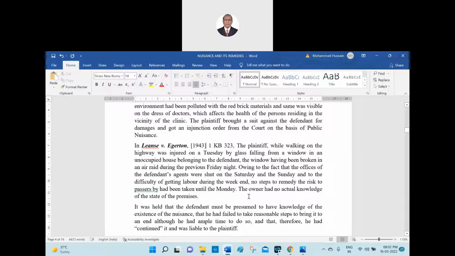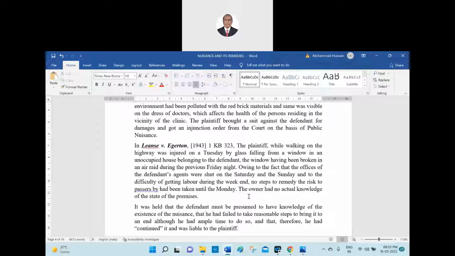So 1943, 1 means volume and KB means King's Bench, 323 page. This is the style of writing the King's Bench, Queen's Bench, All England Reports, Times Law Reports, Weekly Reports, Appeal Cases. All those things should be in the square bracket. What year? Next, volume will come. Next, the journal name, the report name, will come. Next, page number at the last.